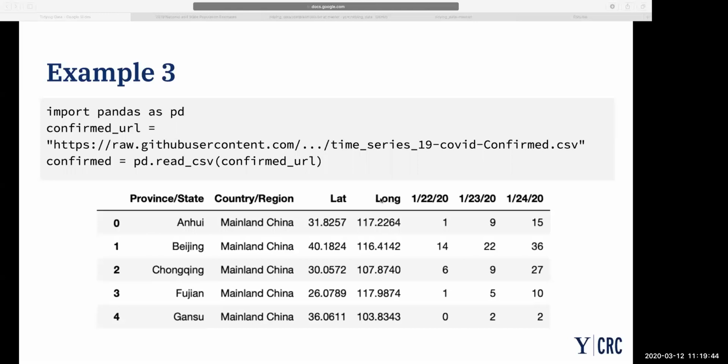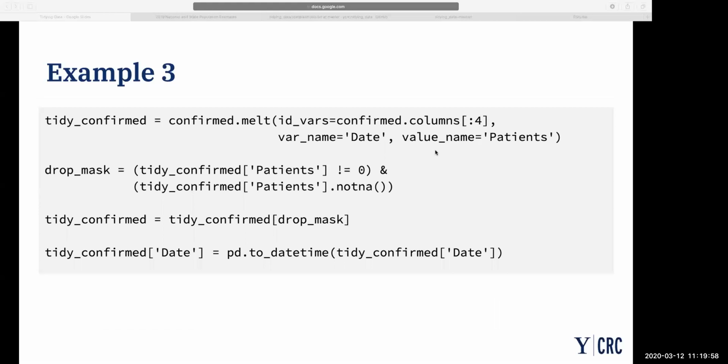So in my gathered or melted data frame, I'll have observations for each of these things, and then I should also get a date where I have these days, and then a patient column, which I specify here. So I want the var name, what pandas calls it, to be date, and the value name, or the values collected for those variables, as patients. You could also call this confirmed cases if you wanted to.